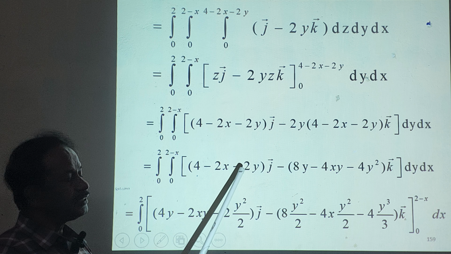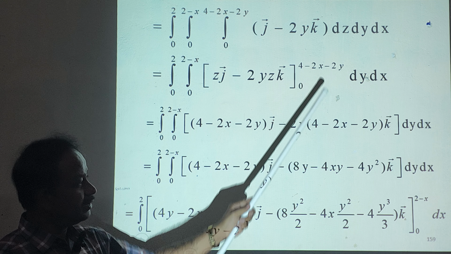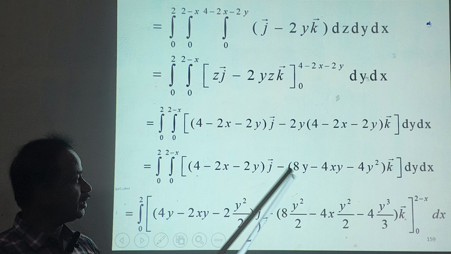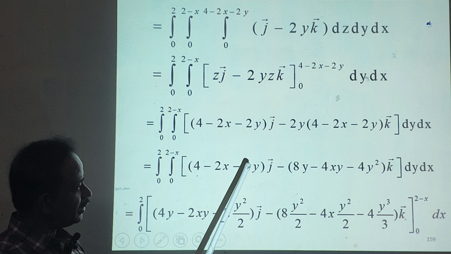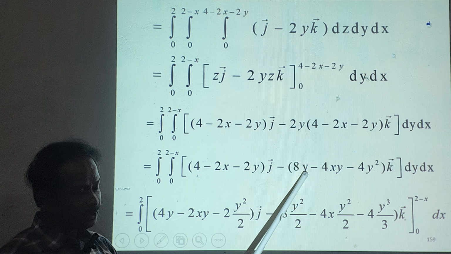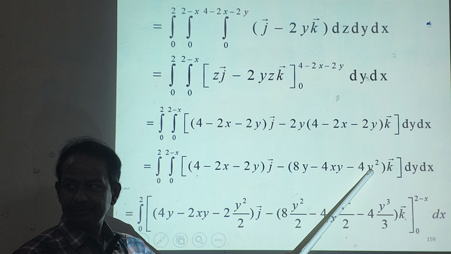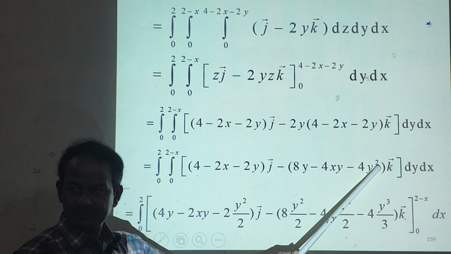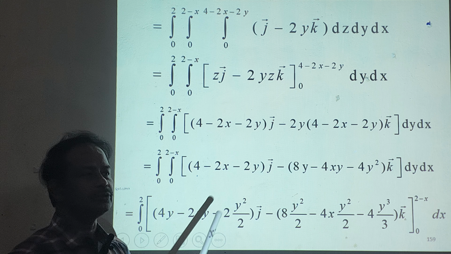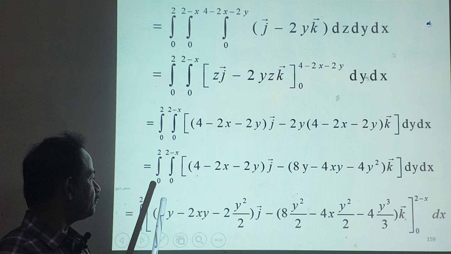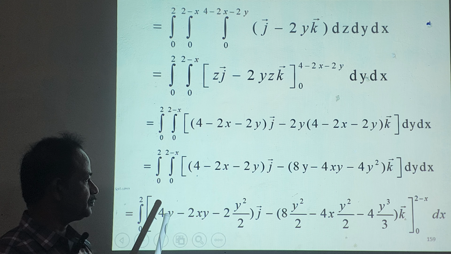Now let us integrate with respect to y. We have integrated with respect to z. We are going to integrate with respect to y now. So that will give you 4y, 2xy, y squared by 2, y squared by 2, y cube by 3. Okay, so as usual you have to substitute 0 to 2 minus x for the limits of y. So instead of y you have to substitute the upper limit and the lower limit.